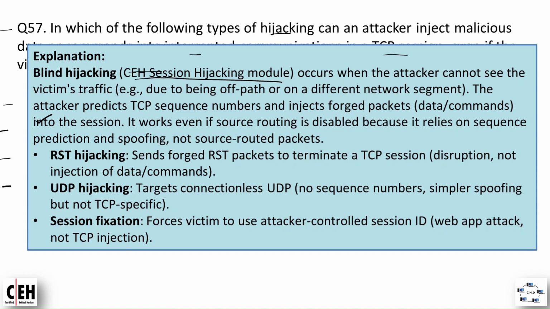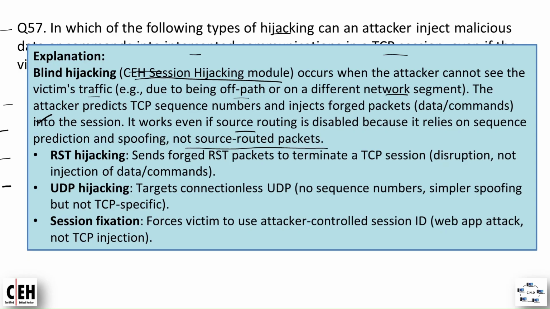And the explanation is, blind hijacking, covered in the CEH session hijacking module, occurs when the attacker cannot see the victim's traffic, for example due to being off path or on a different network segment. The attacker predicts TCP sequence numbers and injects forged packets, data and commands into the session. It works even if source routing is disabled because it relies on sequence prediction and spoofing, not source routed packets.